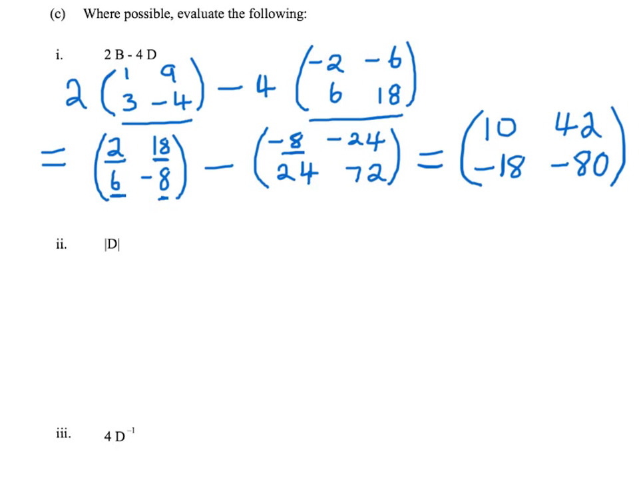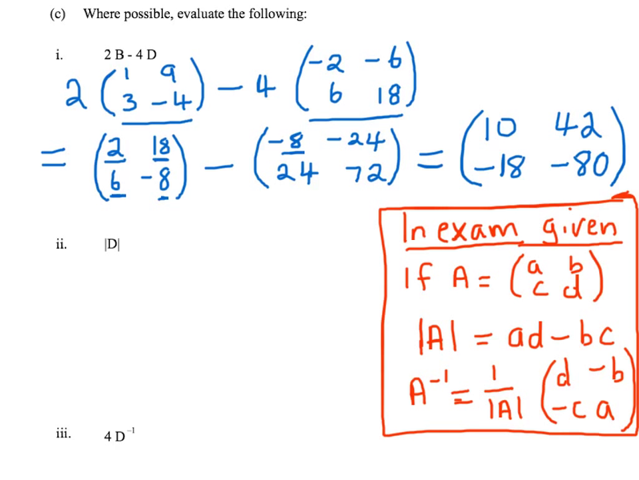Now for part 2, we're asked to find the determinant of D. These two straight lines on either side of D mean the determinant of D. And we're actually given the formula to work this out. This will be provided in the exam. So in the exam you'll be given that if A is a 2 by 2 matrix with entries a, b, c, d, then the determinant of A is equal to ad minus bc. And A to the minus 1, the inverse of A, is equal to 1 over the determinant times this rearrangement of the original matrix.